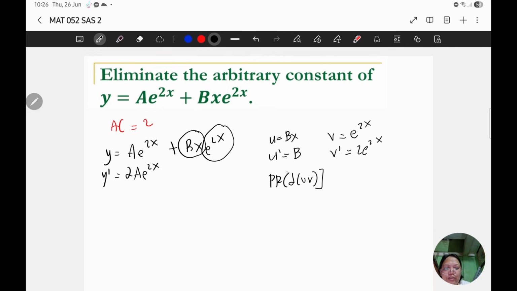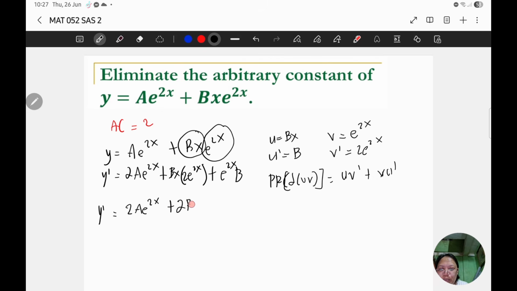The derivative using the product rule is u v prime plus v u prime. So we copy u first. Our u is bx. Then multiply by v prime. V prime is 2 e to the 2x. Plus v, copy v, e to the 2x. Then the derivative of u is b. Rearrange. So 2a e to the 2x plus 2bx e to the 2x plus b e to the 2x.